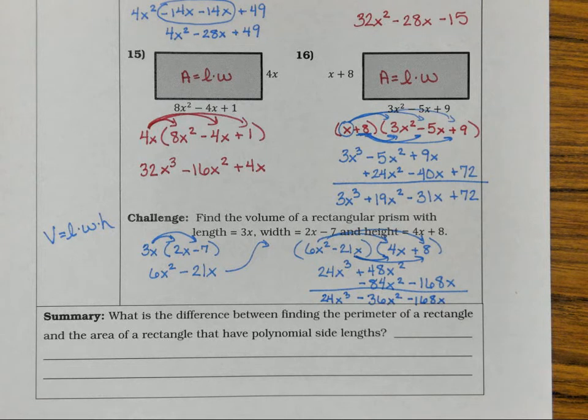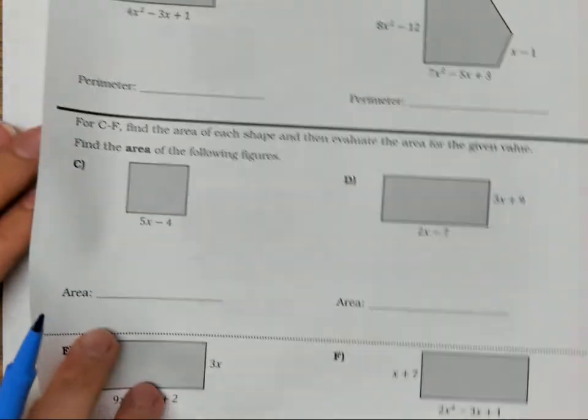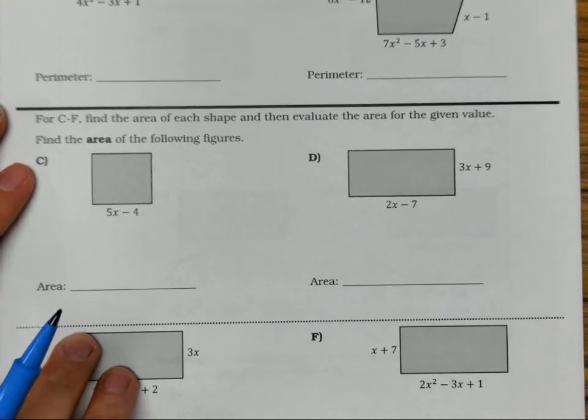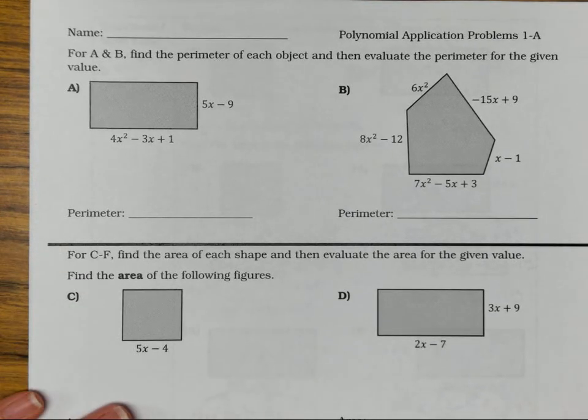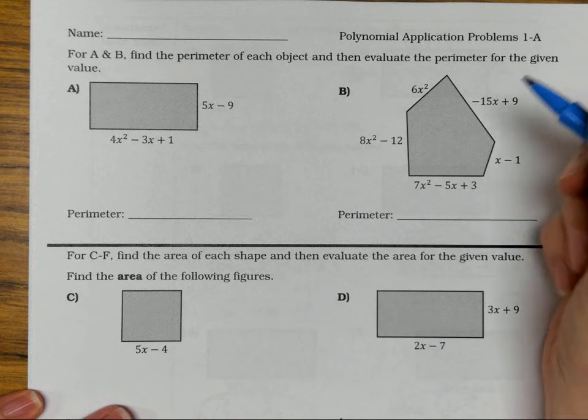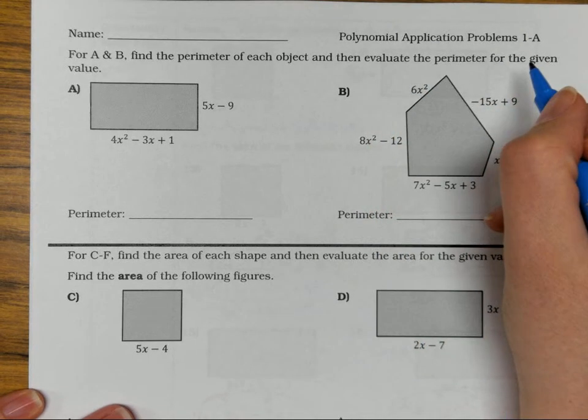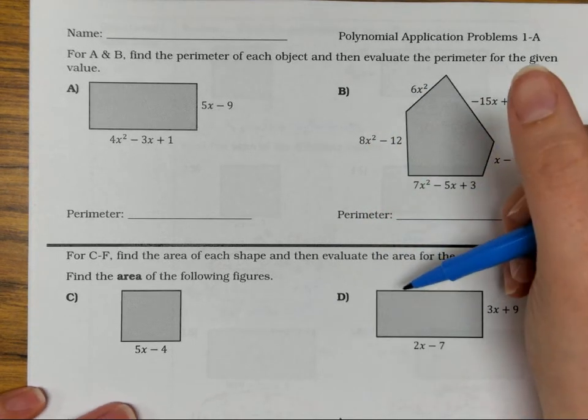Okay, so the summary question says, what is the difference between finding the perimeter of a rectangle and the area of a rectangle that have polynomial side lengths? So take a second and answer that. Now that you've answered that, you should have this paper. Okay, if not, ask for it. And then you are going to just practice what I just showed you.